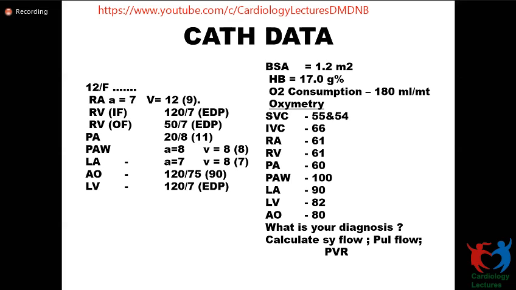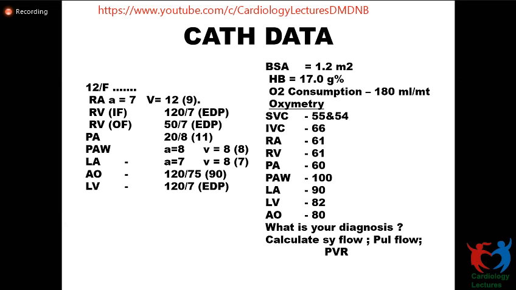And then how will you calculate the systemic flow? For systemic flow, we have to take the oxygen consumption divided by mean arterial saturation minus mixed venous oxygen saturation. You tell me the formula. That's enough. You need not calculate it, but tell me the formula. In this patient, oxygen consumption is 180 ml per minute. Okay. That we have to multiply by 1.2. 180 multiplied by 1.2.